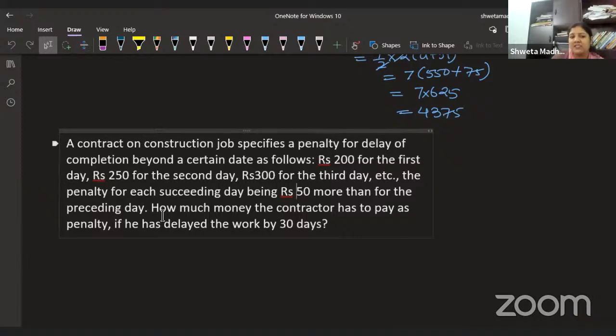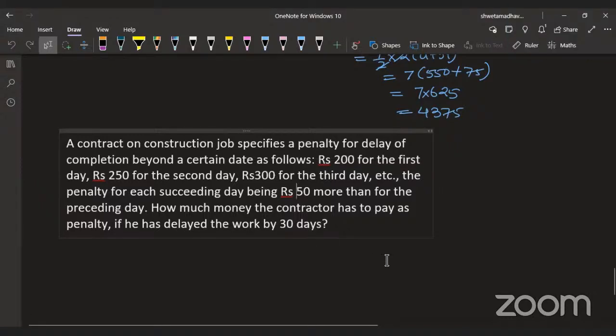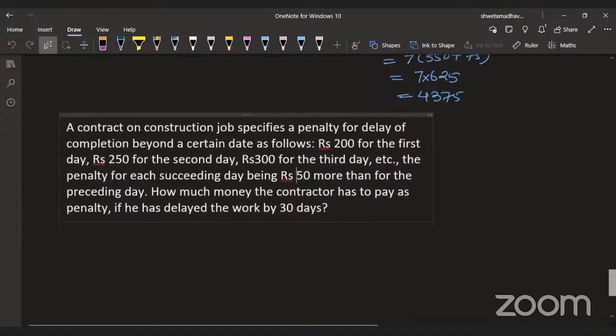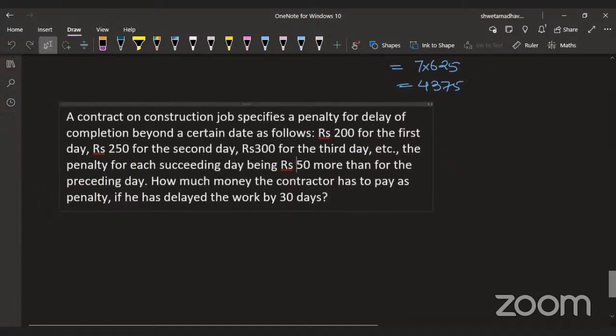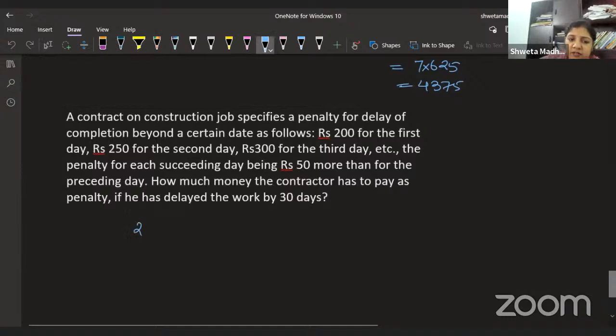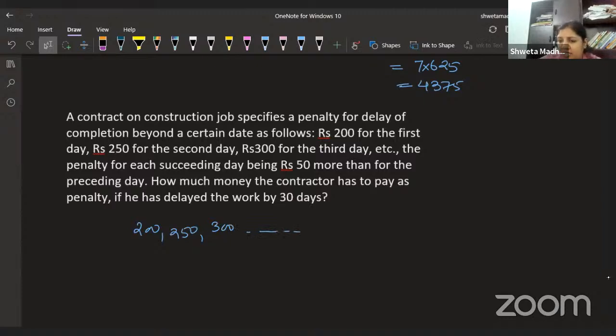If he has delayed the work by 30 days, then how much total amount does he have to pay? So what does he need to do? You have an AP: 200, 250, 300, and so on, and the work is delayed by 30 days. So we have to calculate the total penalty for 30 days. That means we have to calculate S30.